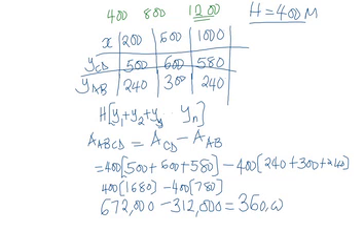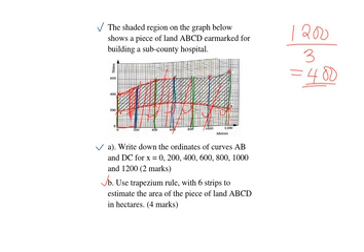So we minus this and it will give us 360,000 meters squared. We change this to acres by dividing by 10,000, and this will be equal to 36 acres. And that is the last bit of this question.